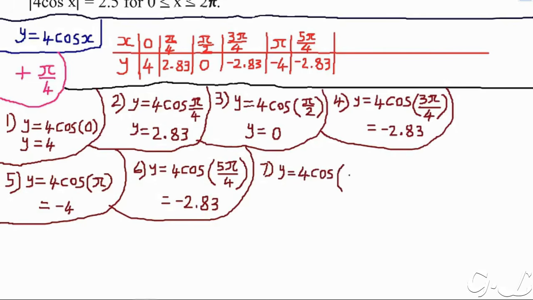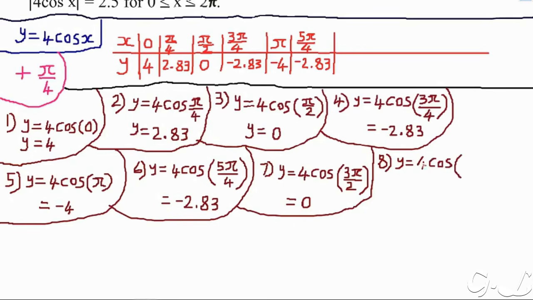Y is equal to 4 cos 3 pi over 2, because when you add 5 pi over 4 plus pi over 4, it will give you 3 pi over 2. So that is where this one is coming from. So it will give you 0.